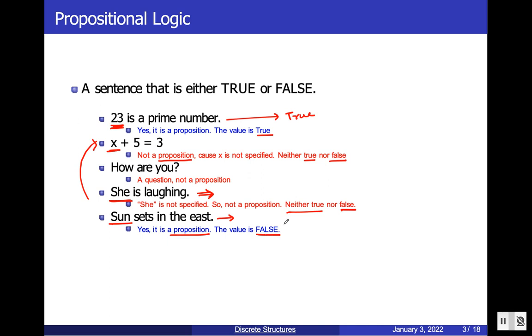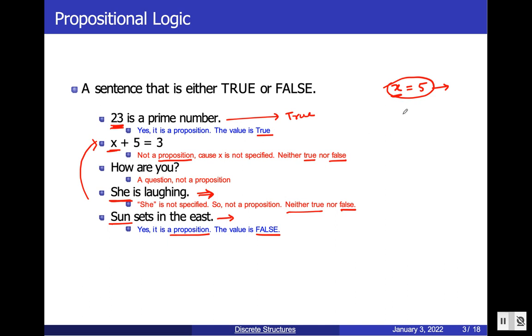So simply, a proposition or a statement is an English sentence, or a statement of fact, that we can evaluate as either true or false. If we cannot evaluate it as either true or false, that's not a proposition or a statement. For example, x equals 5. I do not know what x is, so I do not know the value of this fact. Is it true or false? I do not know.